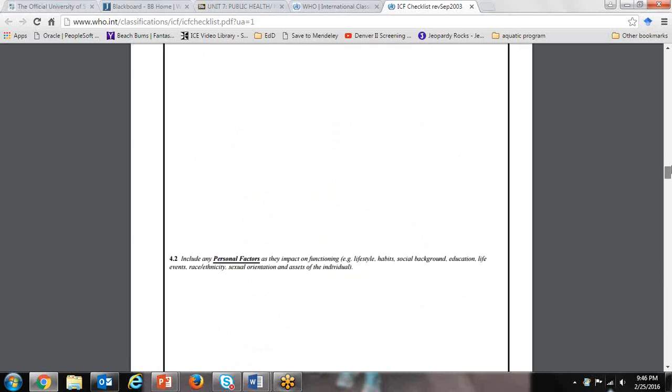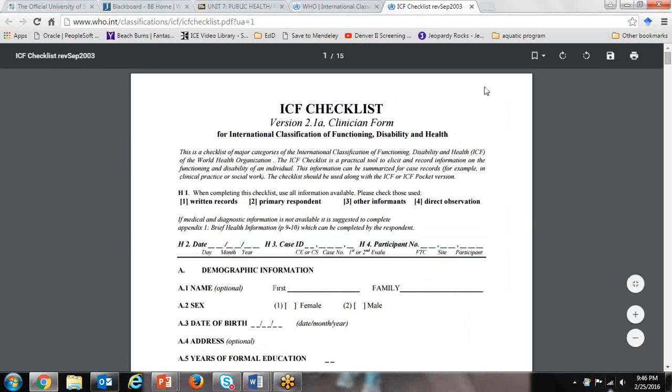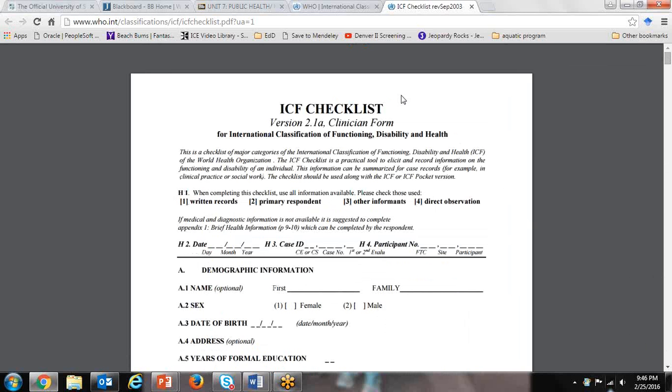All right, so that is the ICF checklist in a quick little review. You will probably see this in future classes and out in the clinic, and it's a good thing to know about and a good thing to keep in your back pocket as a way to create a profile of the client that you're going to be working with, a little evaluation to give you some personal information and demographic information about their health status.